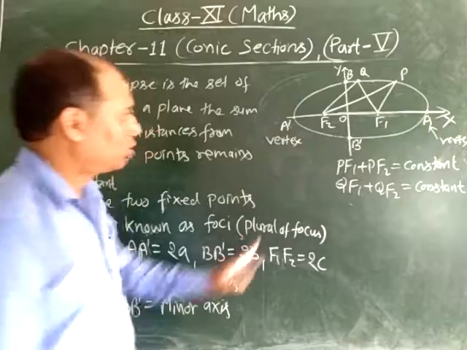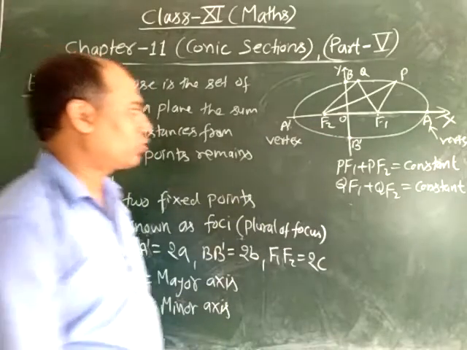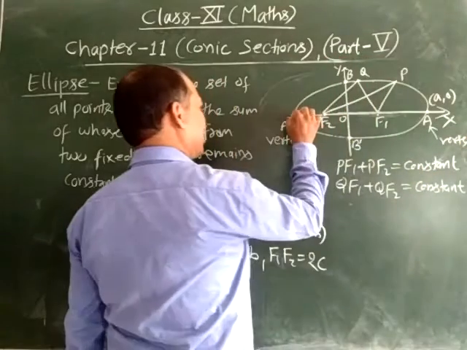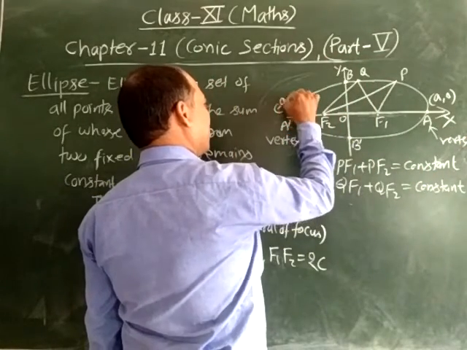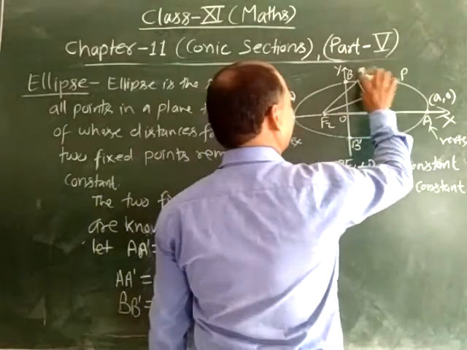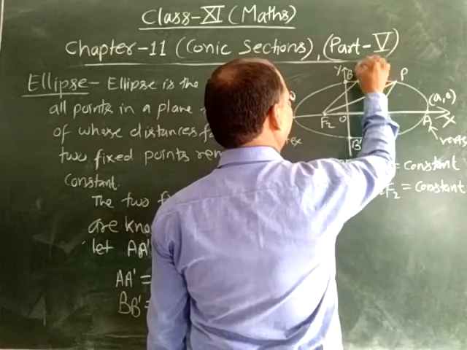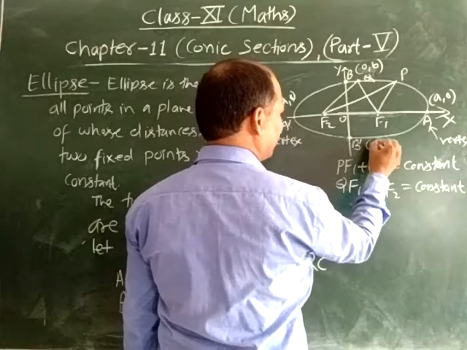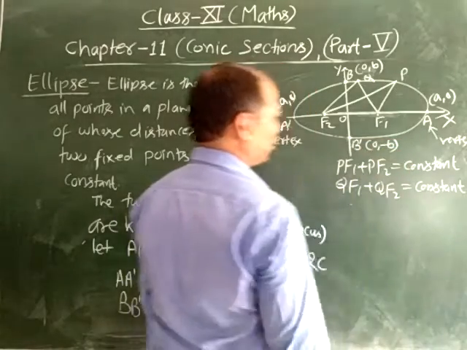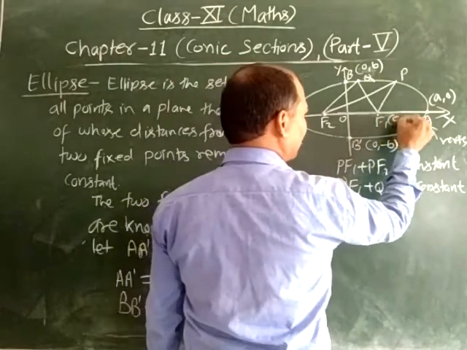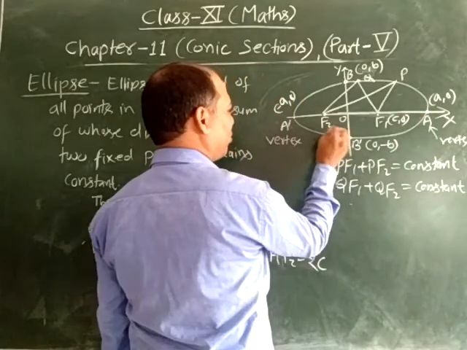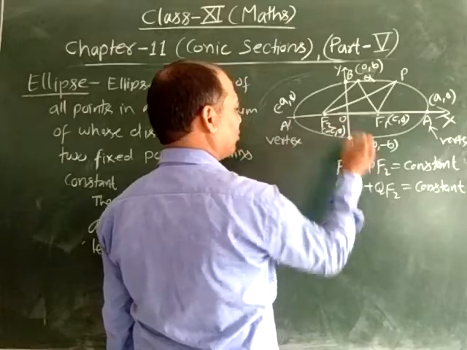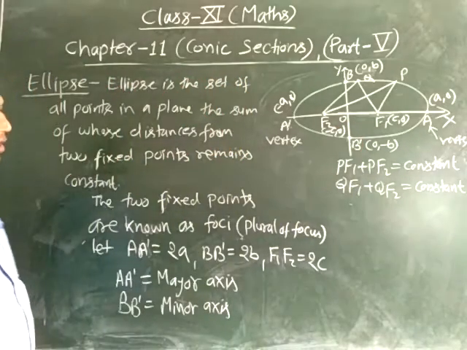Now this is the origin. Then coordinates of A become (A, 0), and the coordinates of A dash become (minus A, 0). The coordinates of B are (0, B), and B dash is (0, minus B). Coordinates of F1 are (C, 0) and F2 are (minus C, 0). It is clear, students?